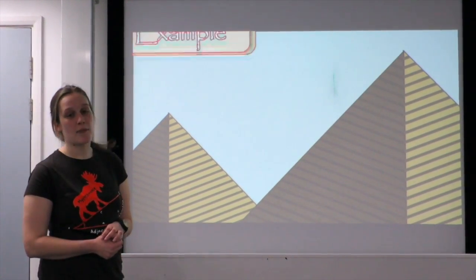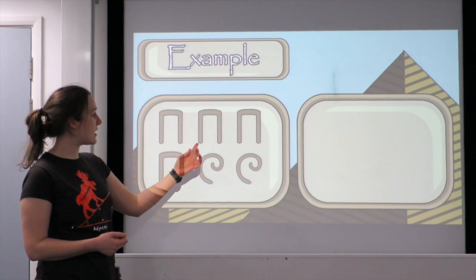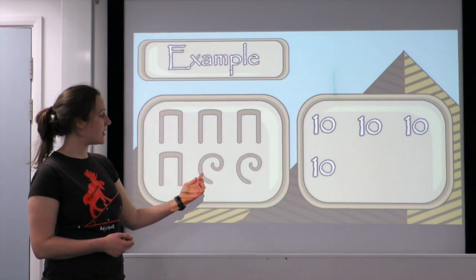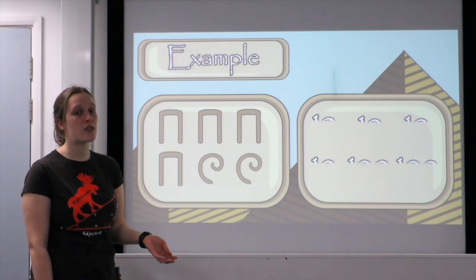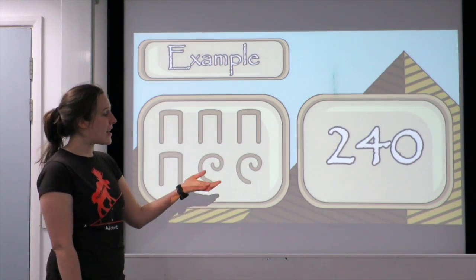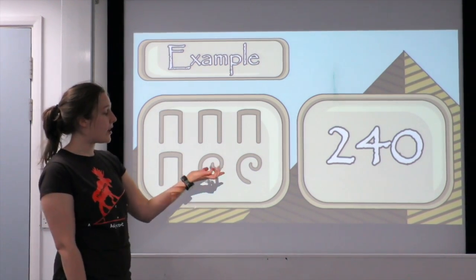So let's have a look at an example. So here we have 10, 10, 10, 10, 100, 100, which when you add them together will give you 240. However, where these values are in the hieroglyph does not matter. We could easily have the hundreds at the start.